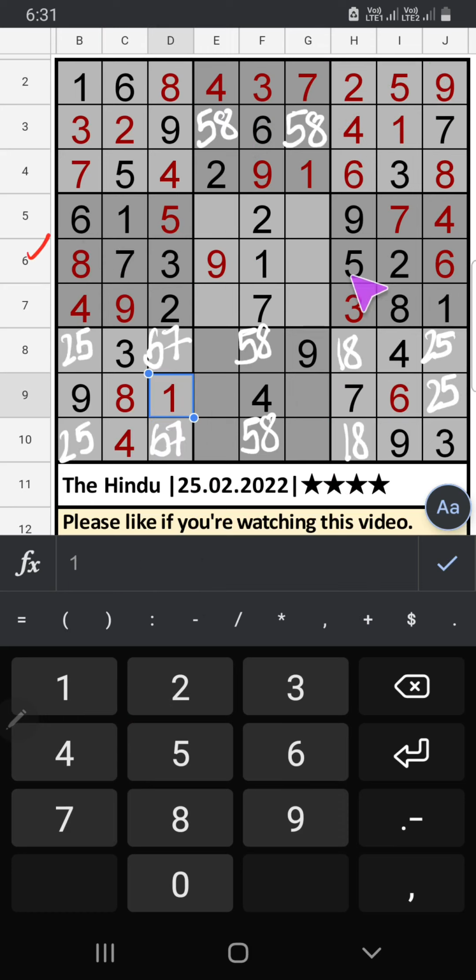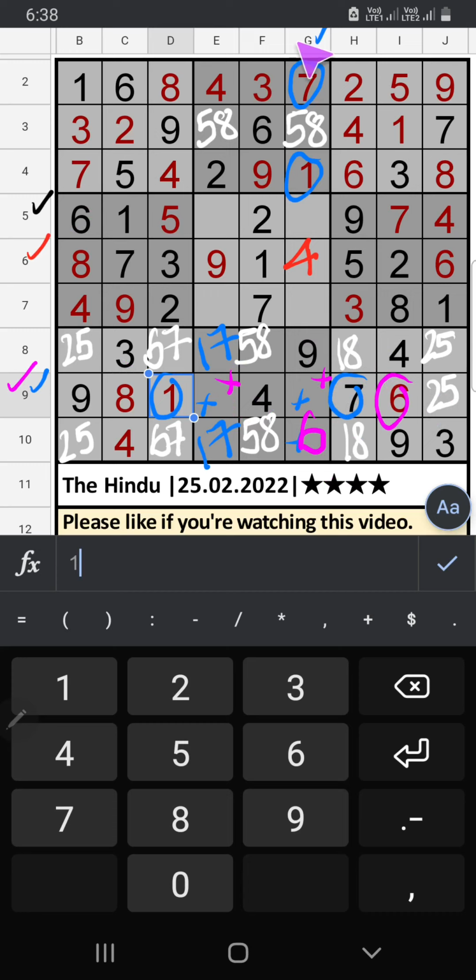Sixth row, only one number is remaining, 4 is confirmed here. Column G, ninth row, we have 1 and 7. So 1 and 7 can't come in these cells. It will come in any one of the cells. We will confirm later. Ninth row, we have 6. So 6 can't come in these cells. No, 6 is confirmed here.